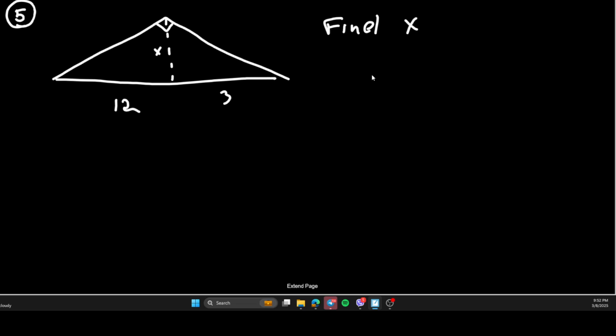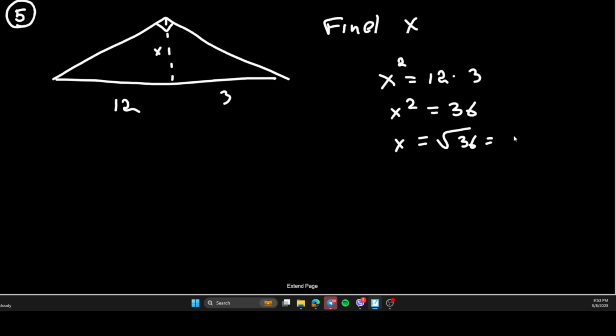Height is just, x squared equals 12 times 3. 12 times 3 is 36, so x squared is 36. And the square root of 36 is 6.